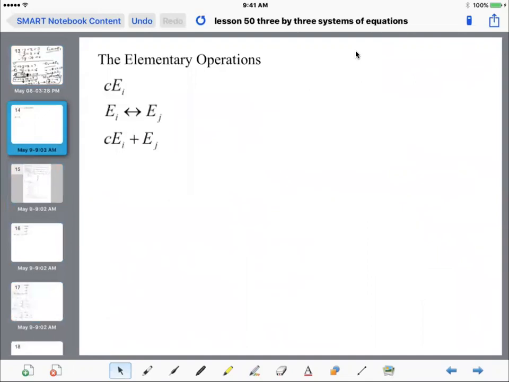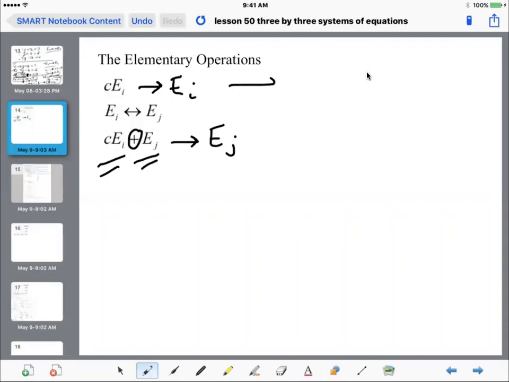In summary, these are the 3 what are called elementary operations. You are permitted to take a row, multiply it by some number. We could even go like this. And I should. So you can take any row, multiply it by a number that's not 0, and replace that row with the new thing. You can swap any 2 rows, or you could multiply some row by a number, add it to another row, and replace the row that got added to with the new sum.